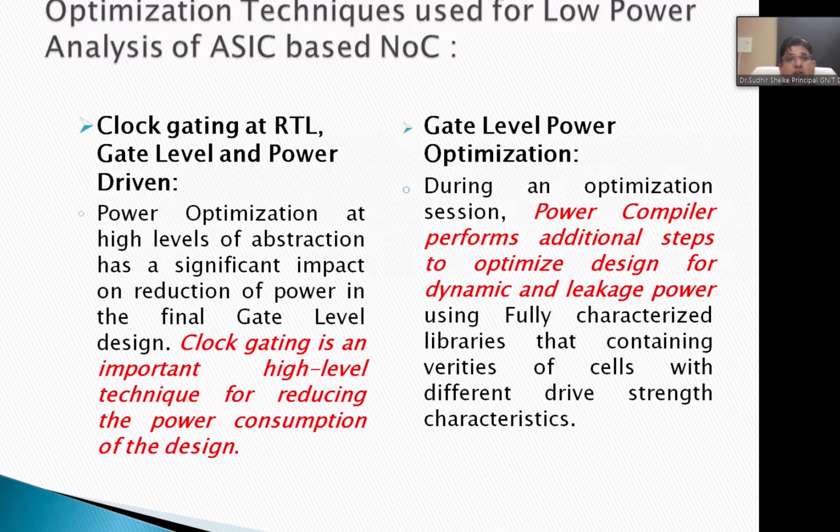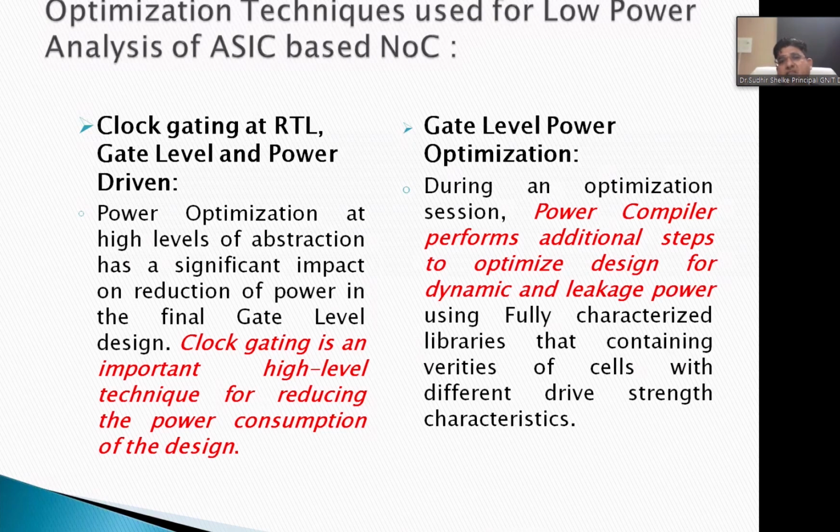So what is this clock gating at the RTL, gate level and power driven? Power optimization at a high level of abstraction has a significant impact on the reduction of the power in the final gate level design. Clock gating is an important high level technique for reducing the power consumption of the design. Further reduction can be done at the designing level, that is at the system level. So gate level power optimization is used for that.